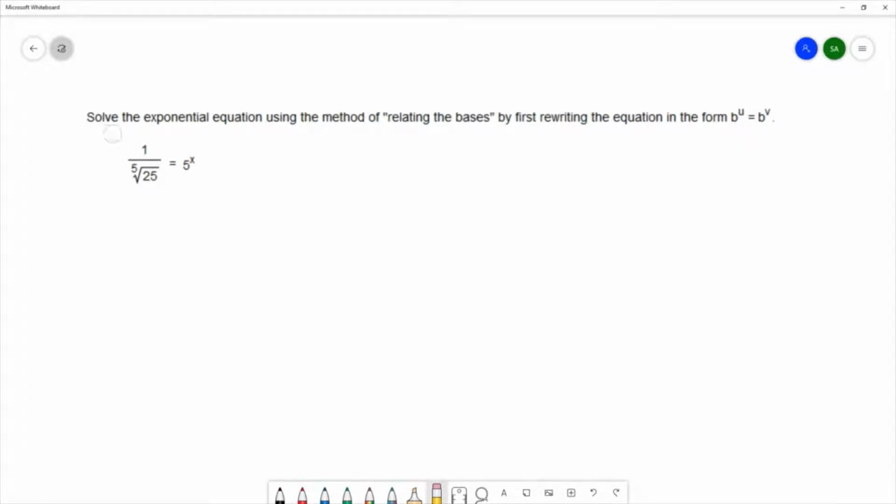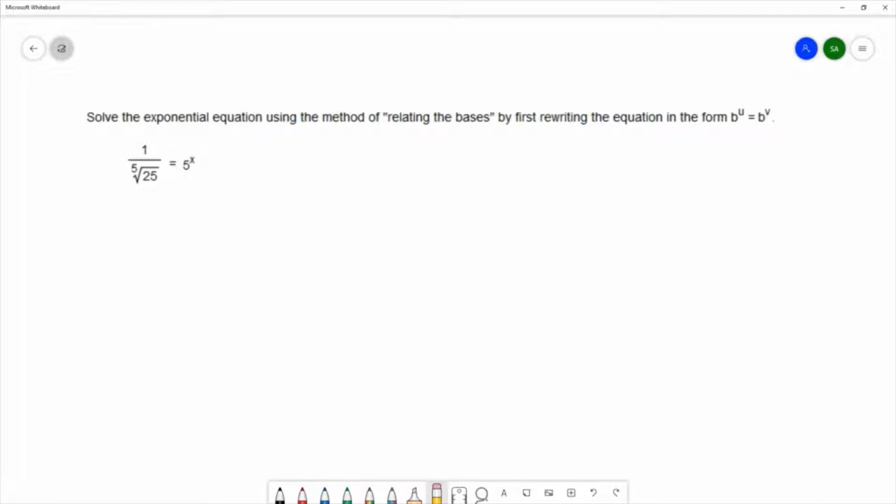In this example, we want to solve the exponential equation using the method of relating the bases, first by rewriting the equation in the form b to the u equals b to the v. The equation that we're working with is 1 over the 5th root of 25 equals 5 to the x.